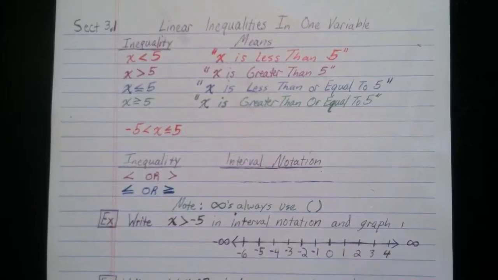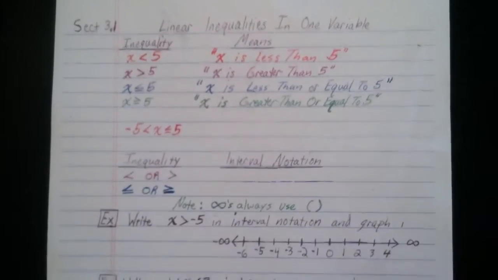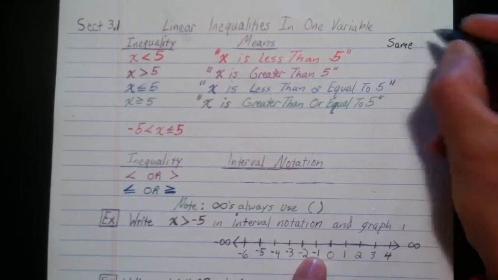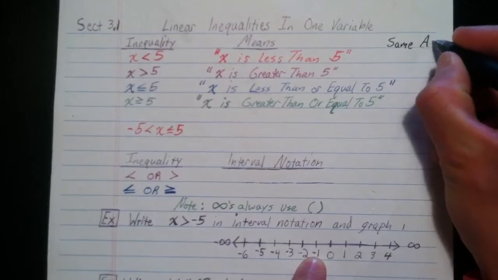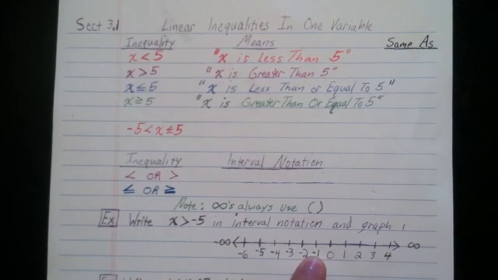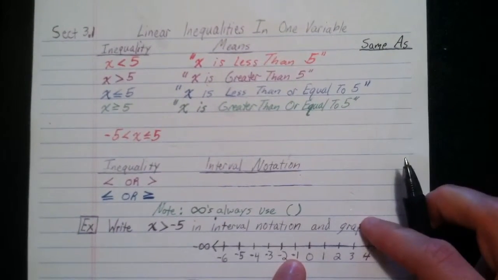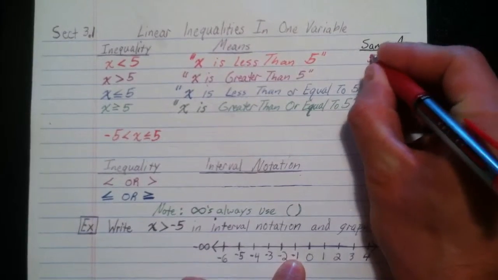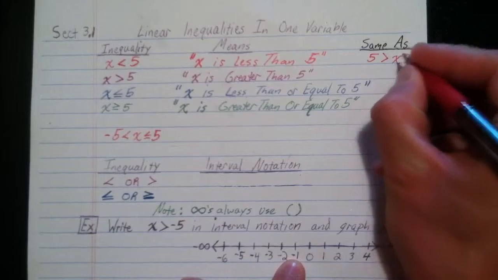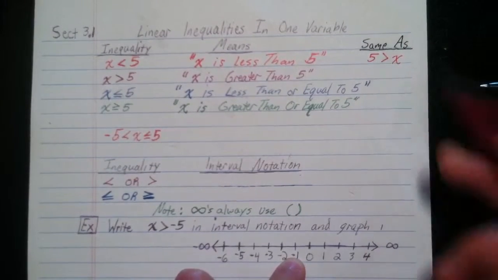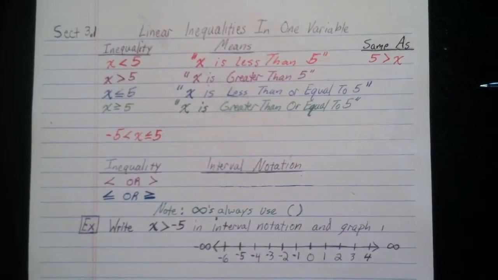So that comes to this next part I wanted you to add in: every inequality can be written in the opposite direction. If we have x is less than 5, that's the same thing as writing 5 is greater than x. See, the alligator mouth, or the inequality symbol, is still opening up to the 5, indicating that's the bigger value.